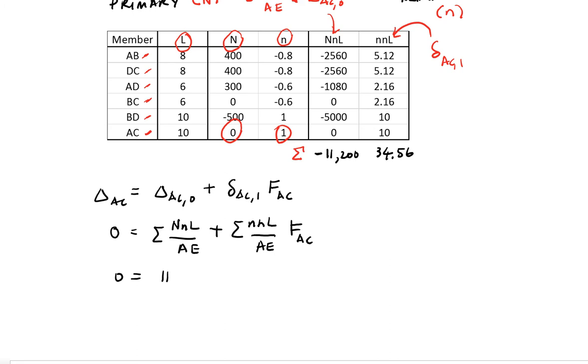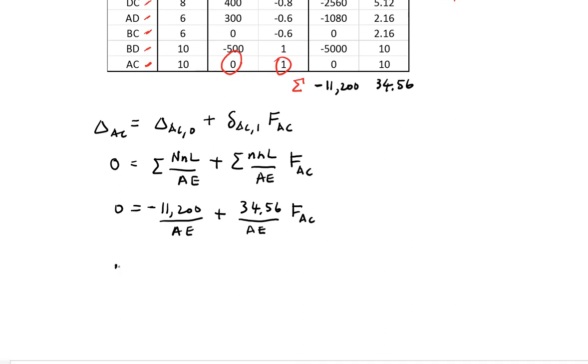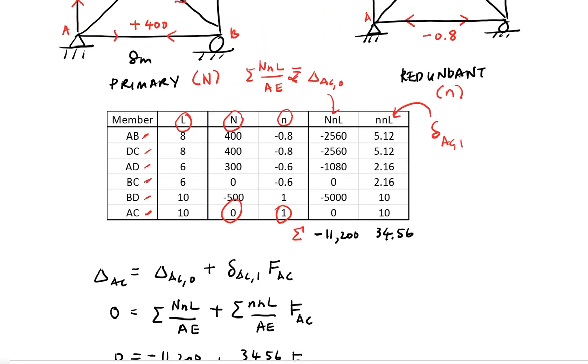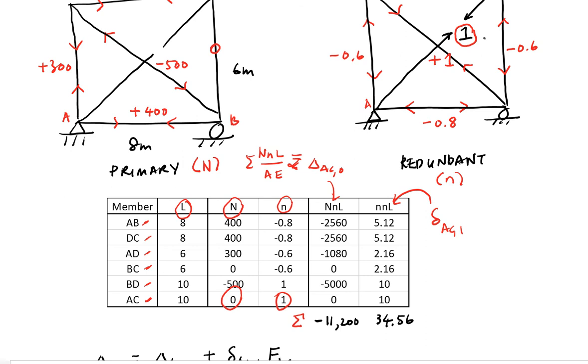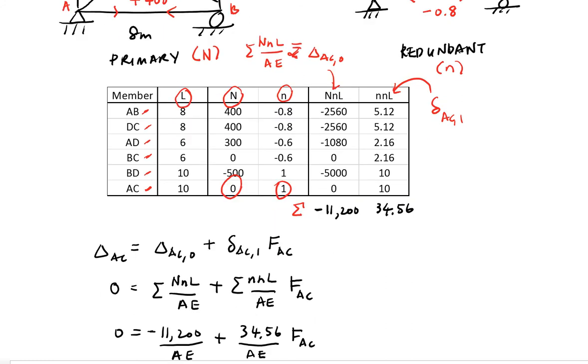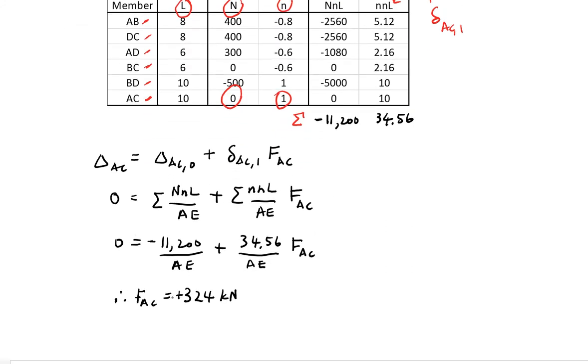Okay, so solving this, you'll get, this is negative, sorry, so negative 11,200 divided by AE plus 34.56 divided by AE multiplied by FAC. Solving this, you will get your FAC equals 324 kilonewton. Okay, and if you look back at your redundant system, since the redundant system is applied unit load in tension, whatever positive value that you have means that it is in tension.